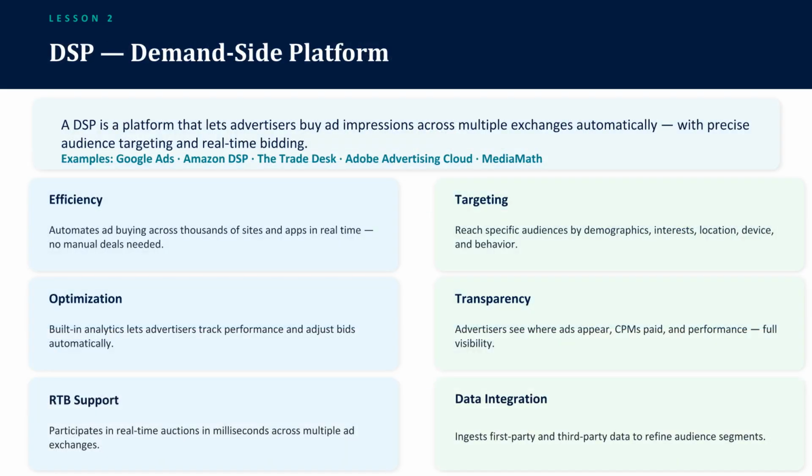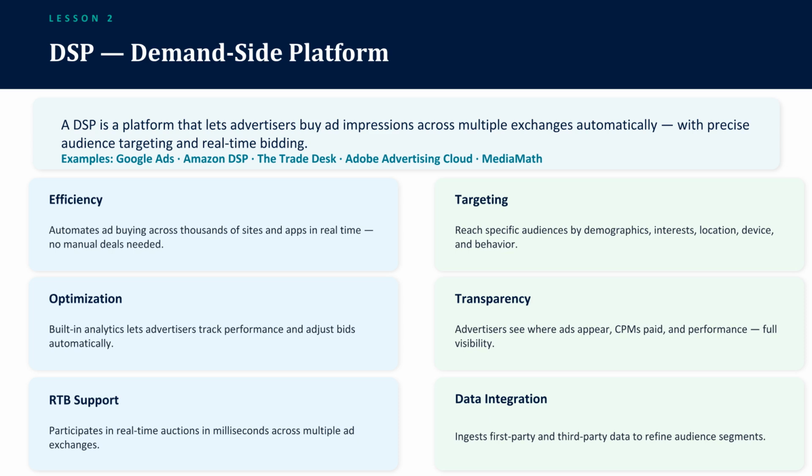The DSP is the advertiser's command center. Instead of calling each website to buy an ad, the DSP automates everything. You set your audience, budget, and bid strategy. The DSP does the rest across millions of ad opportunities. Let's break down the key capabilities.